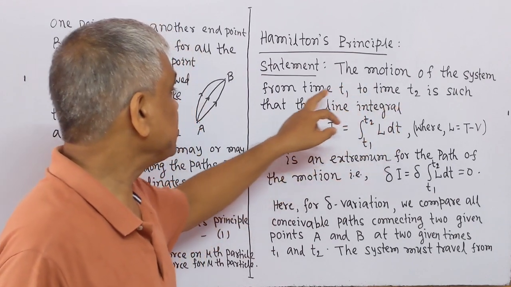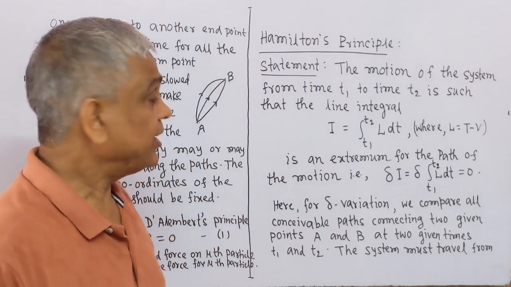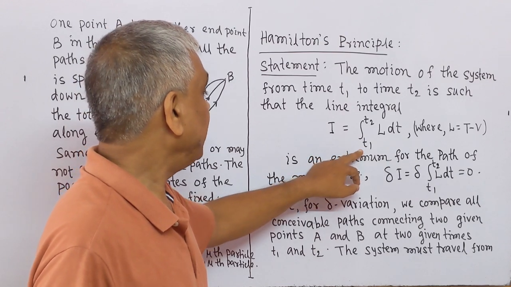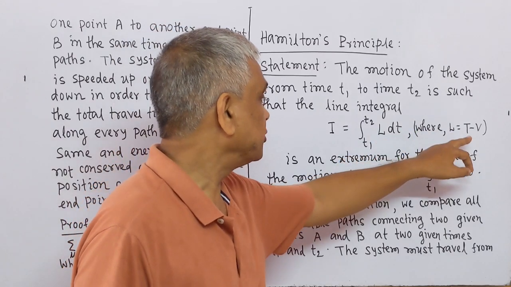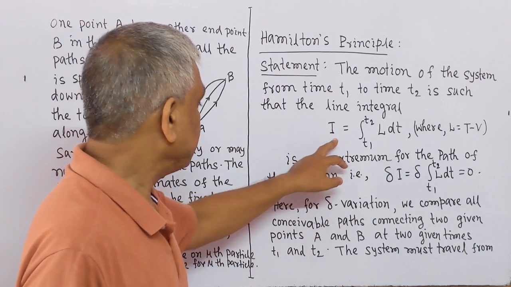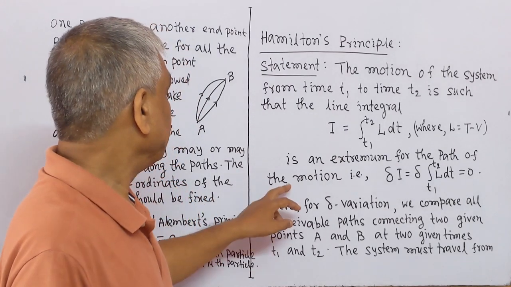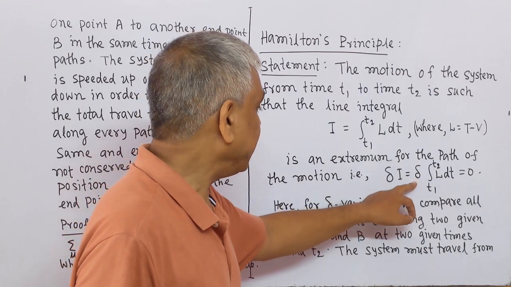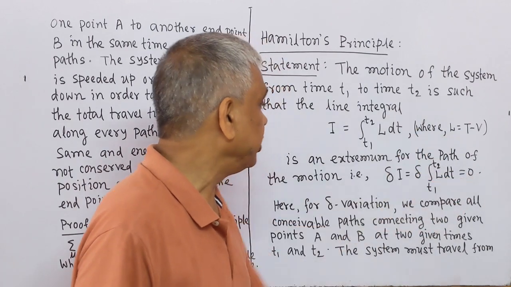The motion of the system from time t1 to t2 is such that the line integral I equal to integration limit t1 to t2 L dt, where L equal to T minus V, T be the kinetic energy and V be the potential energy. This integral is an extremum for the path of the motion, that is delta I equal to delta integration limit t1 to t2 L dt equal to 0.